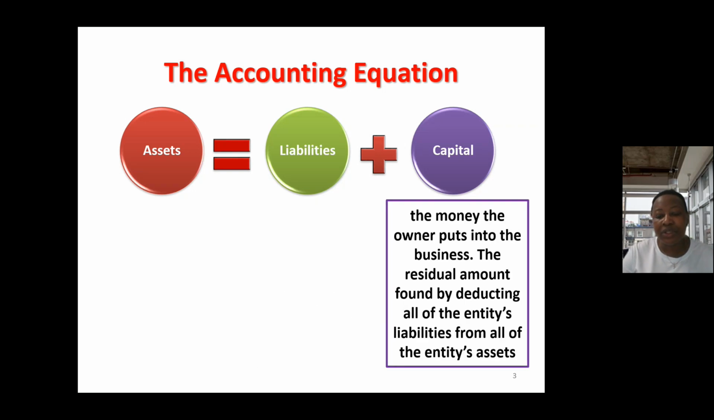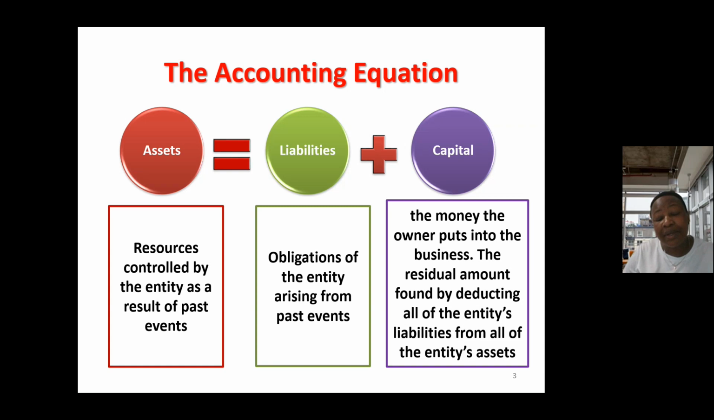Whereas our capital is the money that the owner puts into the business. Maybe a common definition would be the money you use to start a business, or the money you have put into the business during its operation. So it's the residual amount found by deducting all of the entity's liabilities from all of the entity's assets. And what do I mean by that? If we say that assets equals liabilities plus capital, what we're saying is that capital is what is remaining after you have taken up all of the obligations of the business.